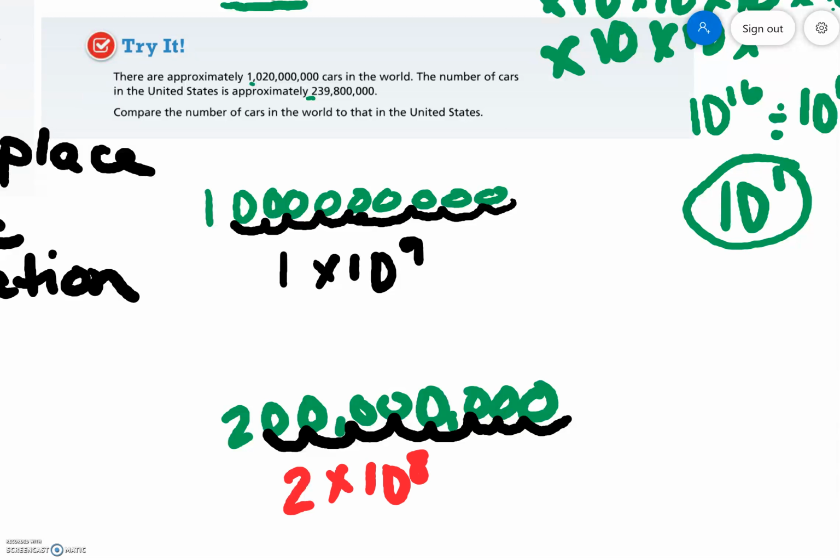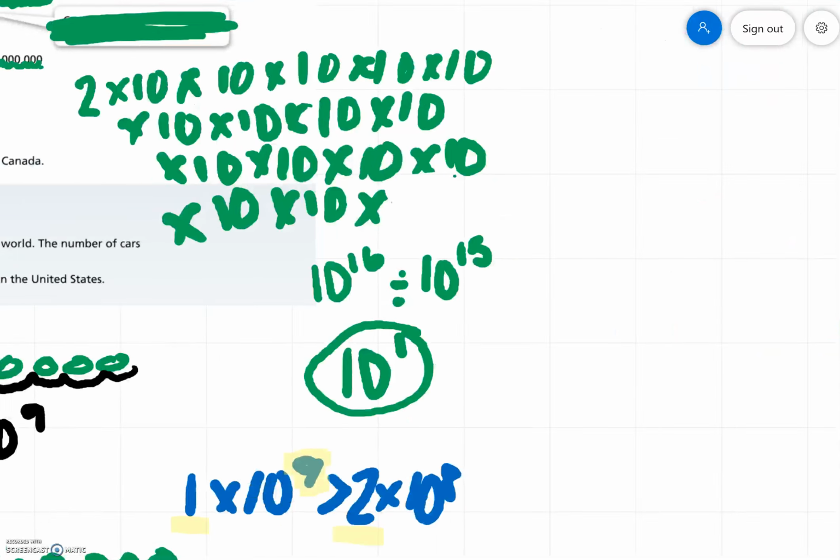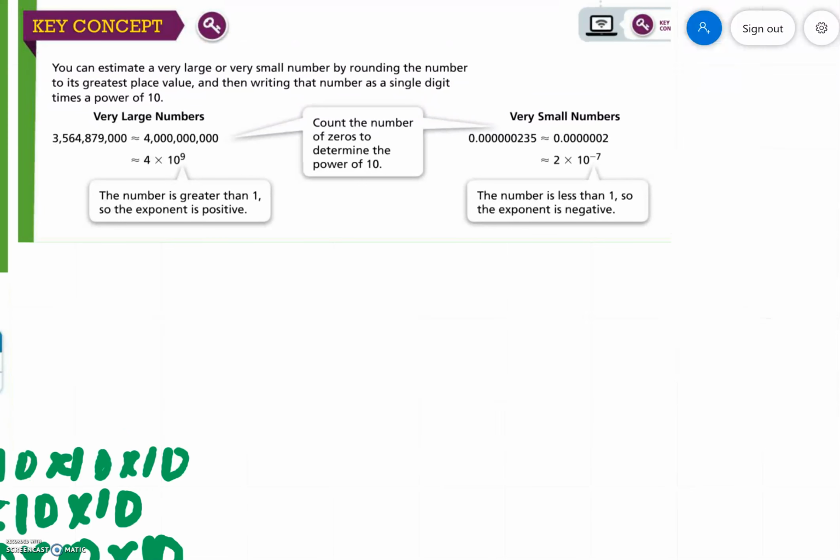All right, I want to compare them. 1 times 10 to the 9th is greater than 2 times 10 to the 8th because this exponent is bigger. Okay, even though the base numbers aren't bigger, it would still be 10 times more because it's going to have that extra decimal place. So the key concept: you can estimate very large or very small numbers by rounding the number to its greatest place value and then writing that number as a single digit times the power of 10. The biggest thing you want to know for very large numbers, the exponent is positive.